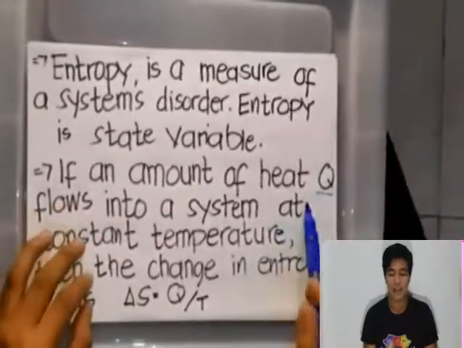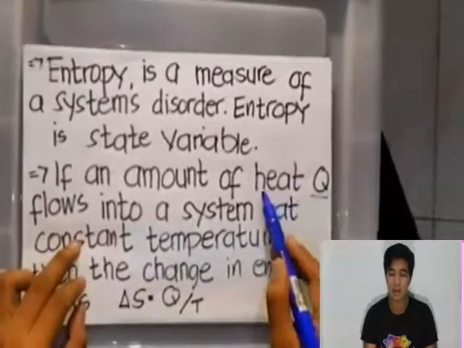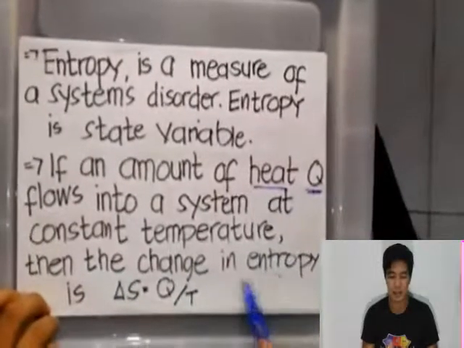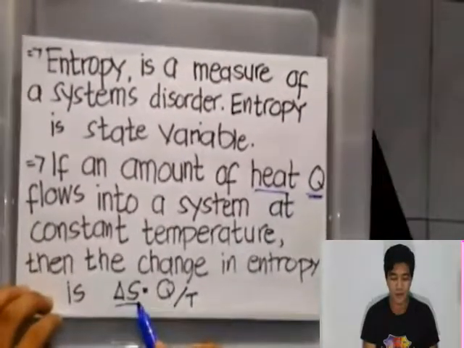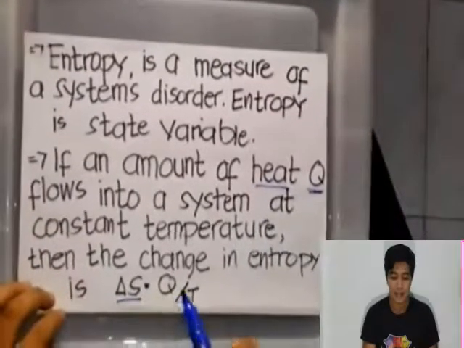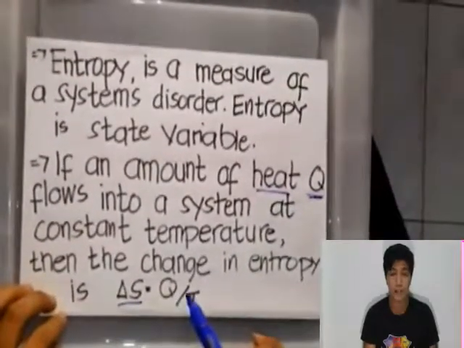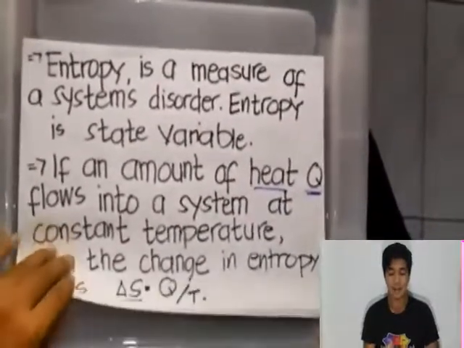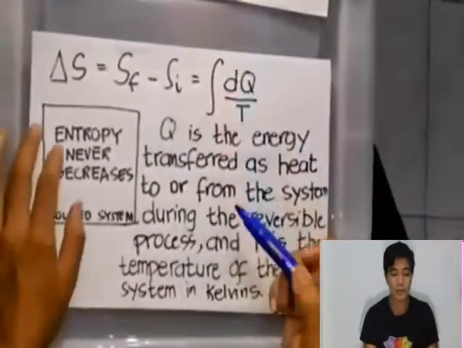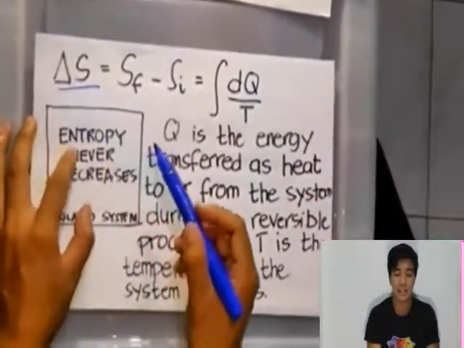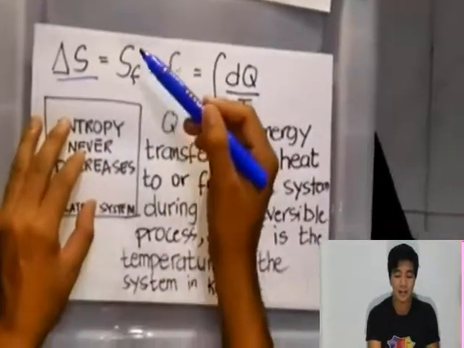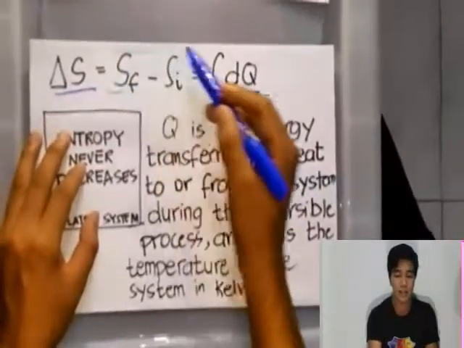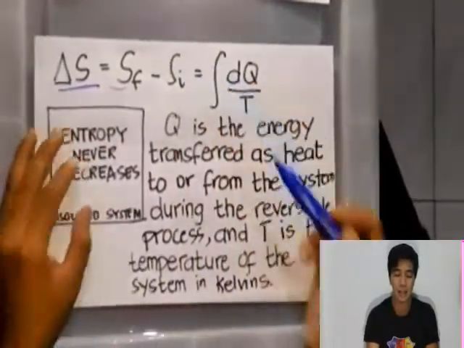If an amount of heat Q flows into a system, so ang heat nato is indicate nato sa Q, at constant temperature, then the change in entropy is change of S. So ang change of S muna siya ang entropy, change of entropy. Then, ang change of entropy is equals to Q over T, which ang T is ang temperature, ang Q is ang heat energy. So, we have here, ang change of S is just equal to final S minus initial S. So, kaning S is muna siyang entropy.